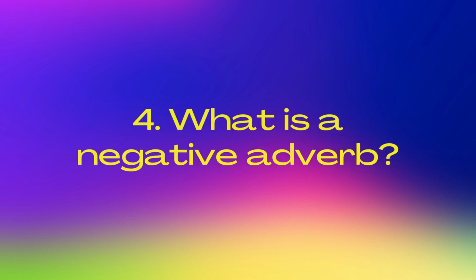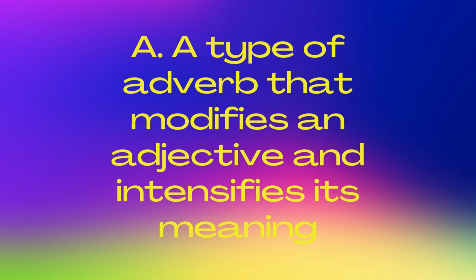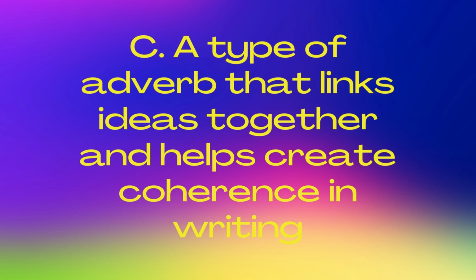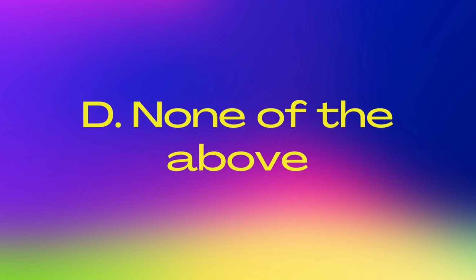Number 4. What is a negative adverb? A. A type of adverb that modifies an adjective and intensifies its meaning. B. A type of adverb that negates or reverses the meaning of a verb or adjective. C. A type of adverb that links ideas together and helps create coherence in writing. Or D. None of the above.